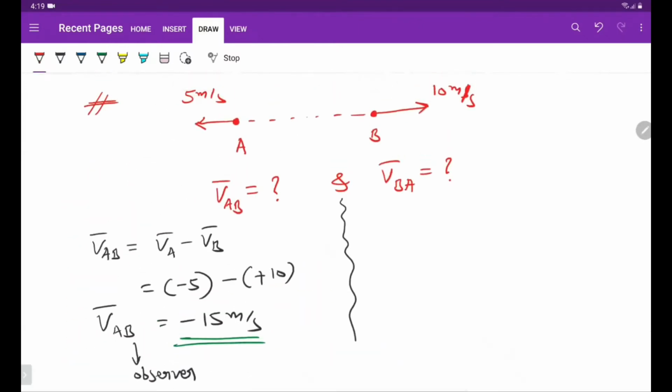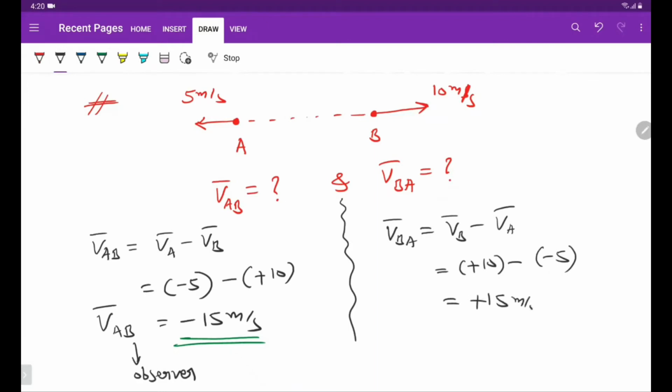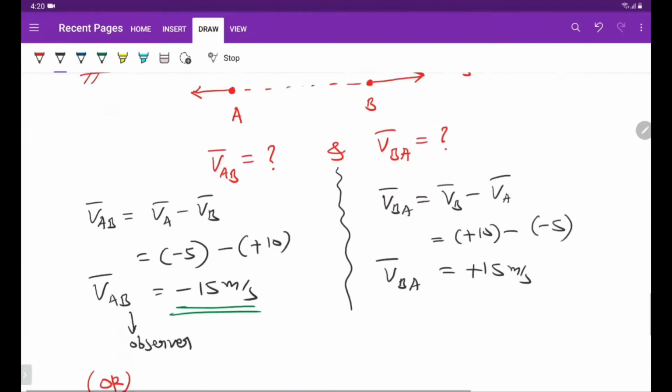Similarly, in the second question, velocity of B with respect to A is velocity of B minus velocity of A. Velocity of B is plus 10, velocity of A is minus 5. We get plus 15. So here A is the observer.